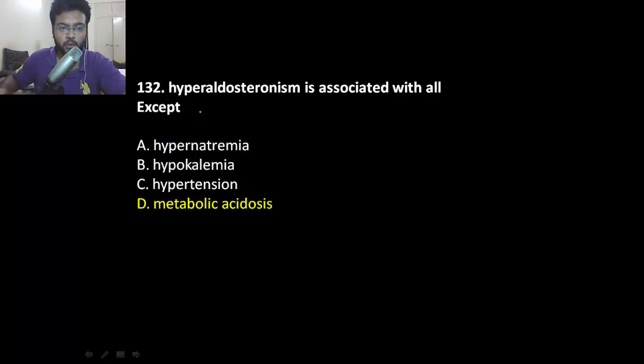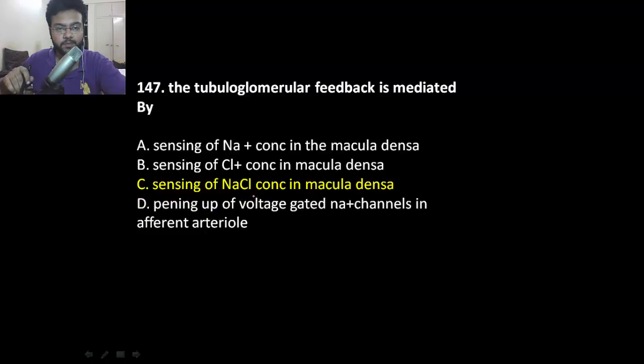Hyperaldosteronism is associated with all except these are the classical signs, and it will lead to metabolic alkalosis, not acidosis, because it will lose more amount of proton along with potassium, and it will retain bicarbonate to cause alkalosis. Tubuloglomerular feedback is mediated by sensing sodium chloride in the macula densa of the juxtaglomerular apparatus.